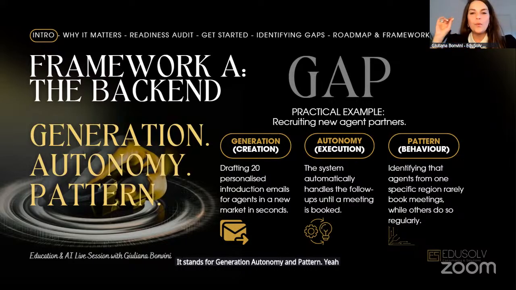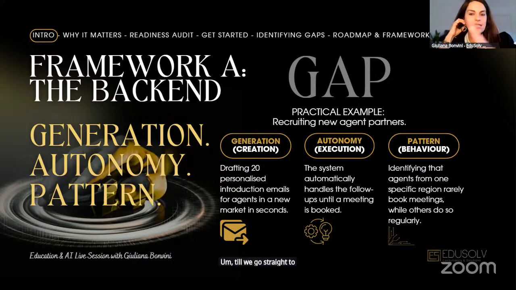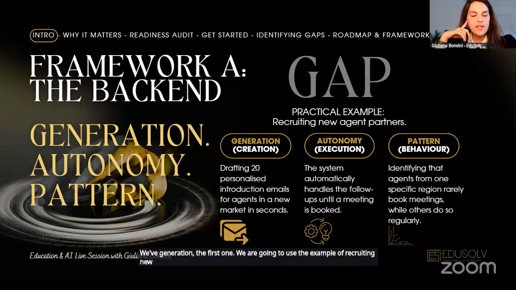Yeah, so to give you a practical example to illustrate each of these sections. With generation, the first one, we are going to use the example of recruiting new agent partners, which is probably something that is familiar to all of us here in this session. Generation is the creation process.